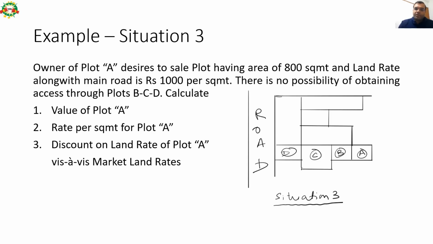So this is the example for the third and last situation in which the owner of plot A needs to take approval from B, C, D, and there are very bleak chances that he will get right of way from multiple owners of the front land. So for example, the owner of plot A desires to sell a plot having an area of 800 square meter. So it is plot A, the area of this plot is 800 square meter, and the land rate along the main road is 1000 rupees per square meter. So the land rate for this front land is 1000 rupees per square meter. There is no possibility of obtaining access through plots B, C, D. So chances are very less that the owners of all these three plots will give right of way to the owner of plot A. So we have to calculate the value of plot A.